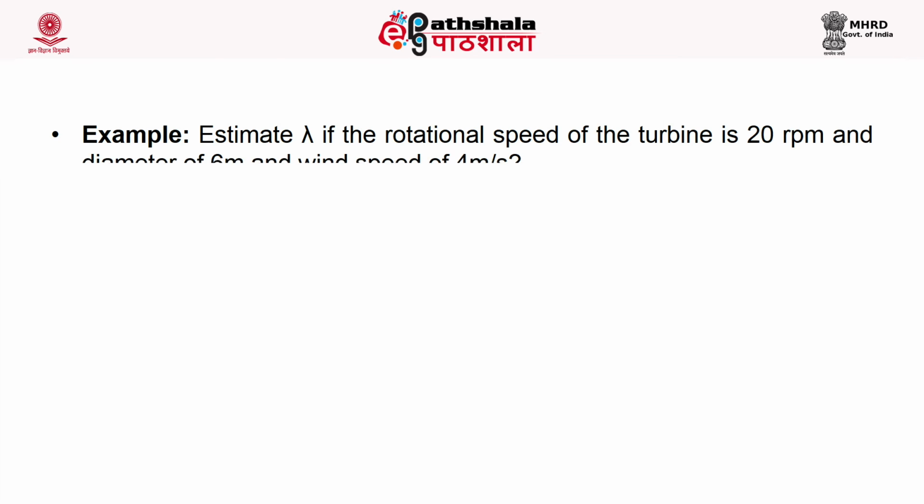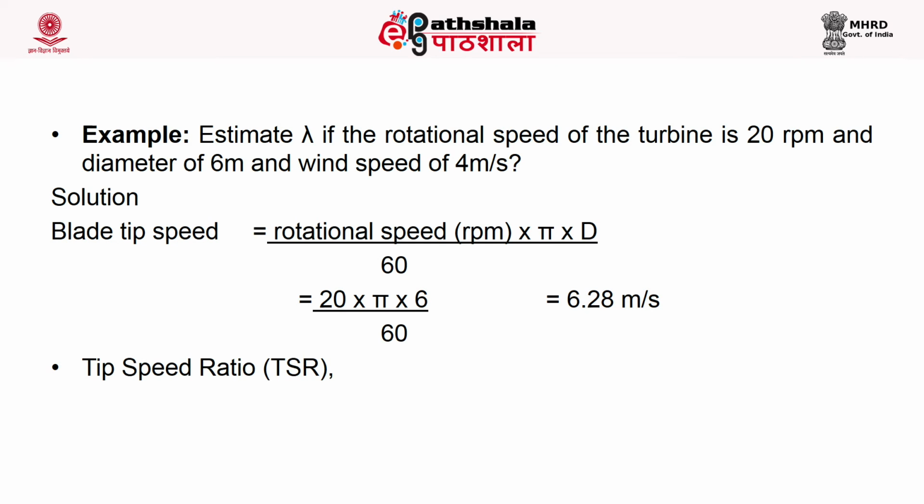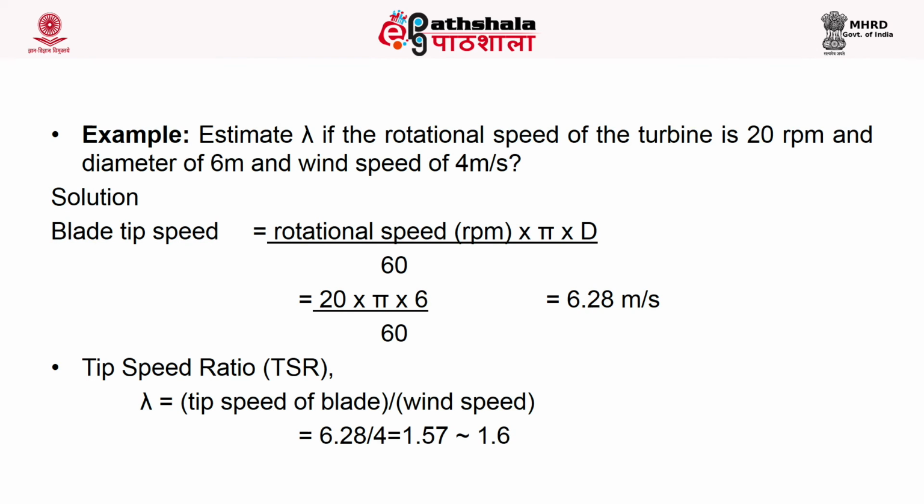Estimate the tip speed ratio if the rotational speed of the turbine is 20 rpm, diameter is 6 meter, and wind speed is 4 meter per second. Blade tip speed is equal to rotational speed into pi into D by 60. So, you will get 6.28 meter per second. Tip speed ratio is the tip speed of the blade we have already calculated, divided by wind speed, which is given as 4. So, we will get around 1.6 as the tip speed ratio.